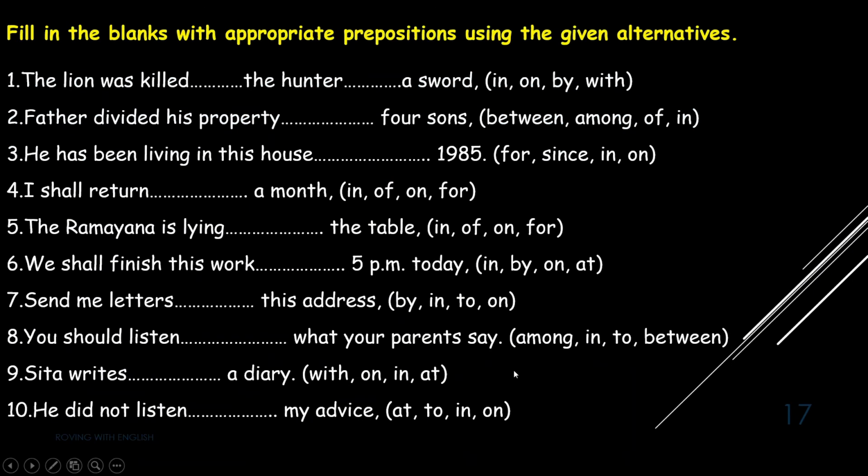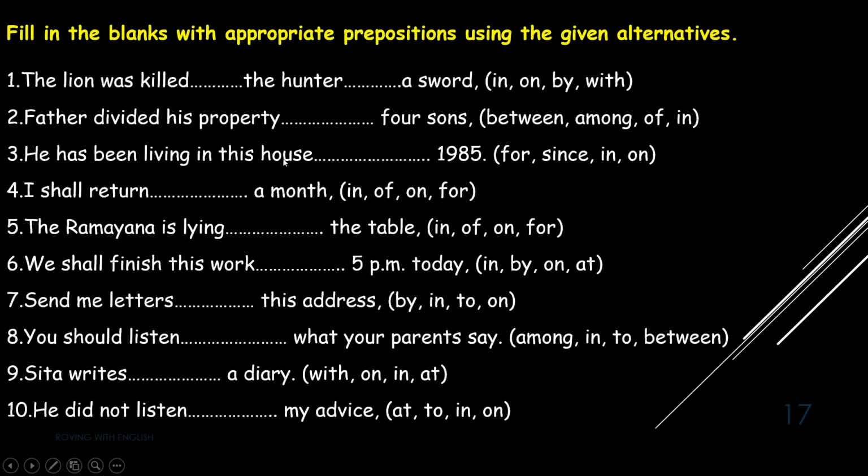This is the last video of prepositions, and so here are 10 questions for you to try out. This is a question. Fill in the blanks with appropriate prepositions using the given alternatives. The lion was killed, dash, the hunter, dash, a sword. So the alternatives are in, on, by, and with. Father divided his property, dash, 4 sons. Between, among, of, or in.